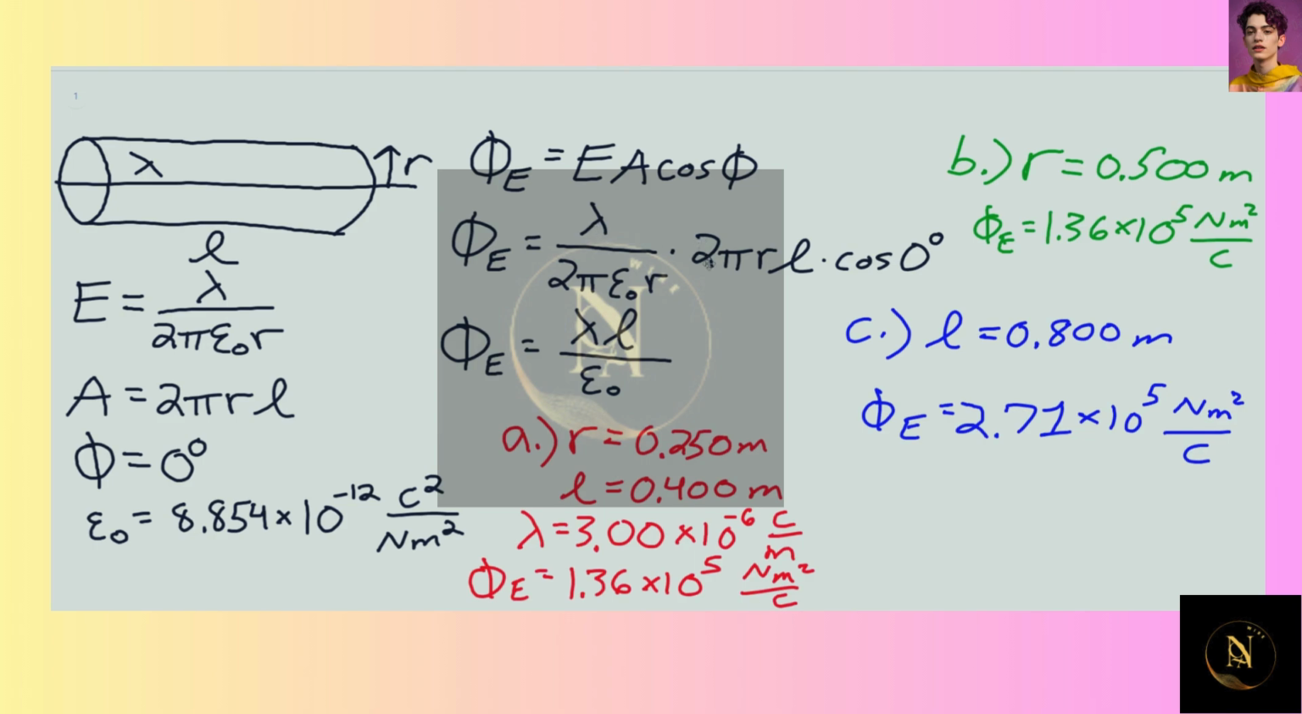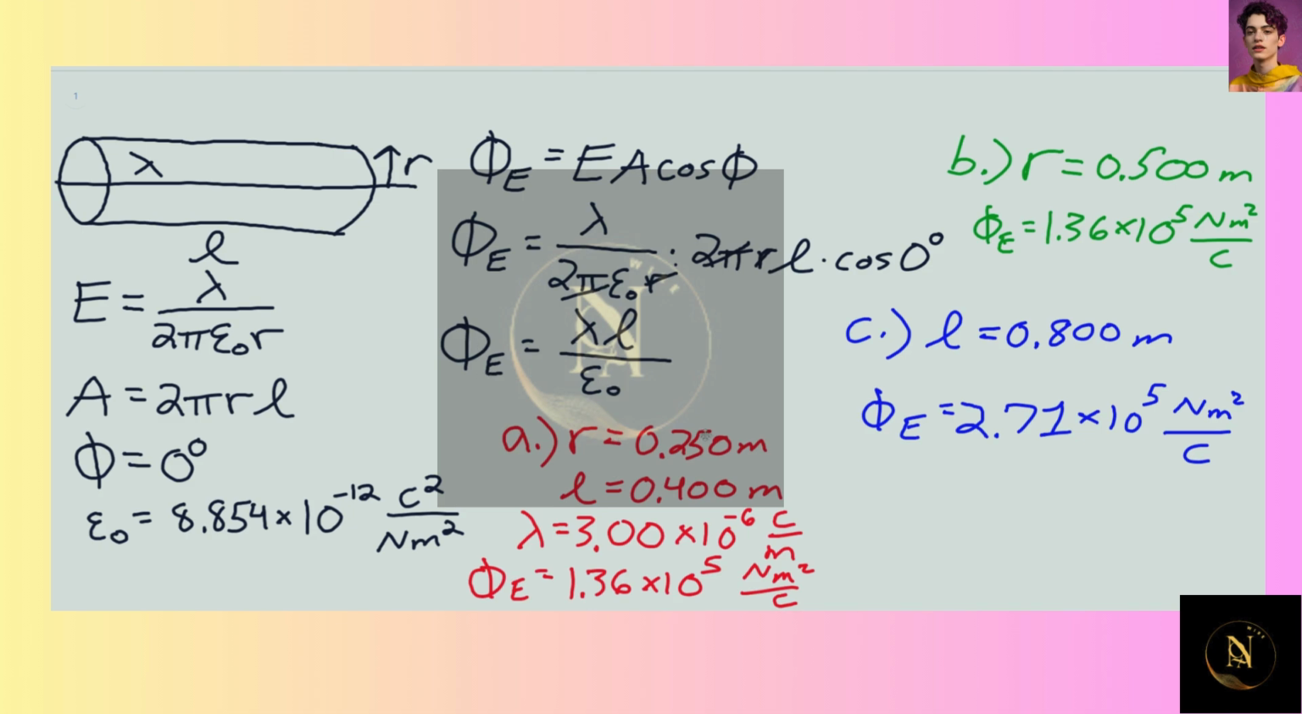And then we have lambda over 2 pi epsilon naught times r, times 2 pi r L. Well, we see we have 2 pi in both the denominator and the numerator, so that term cancels out. The term r cancels out as well because it's in the numerator and denominator. So that leaves us with the electric flux as just lambda times L over epsilon naught. So that's all we need to solve the problem.